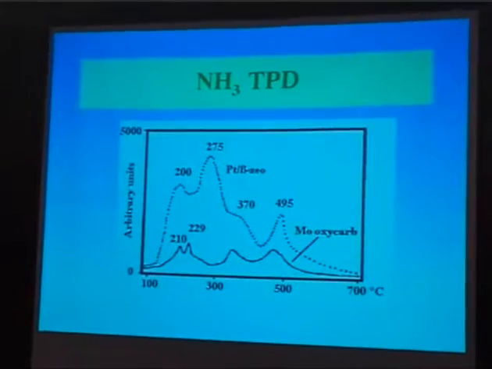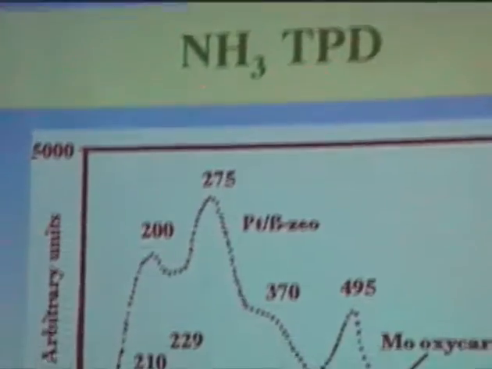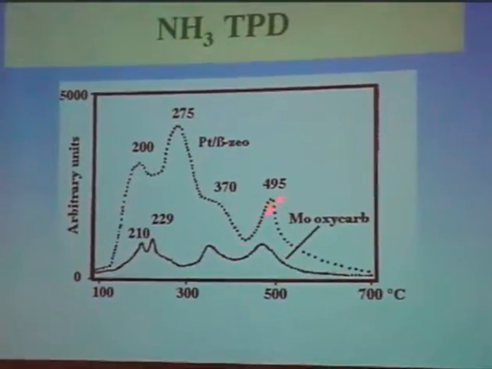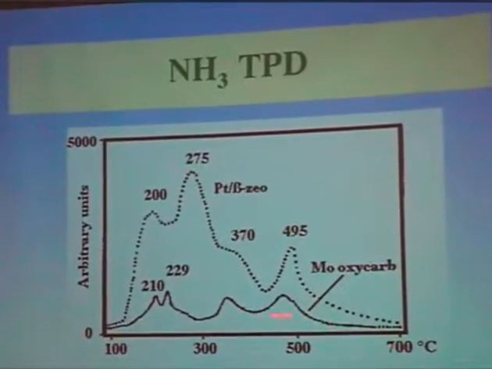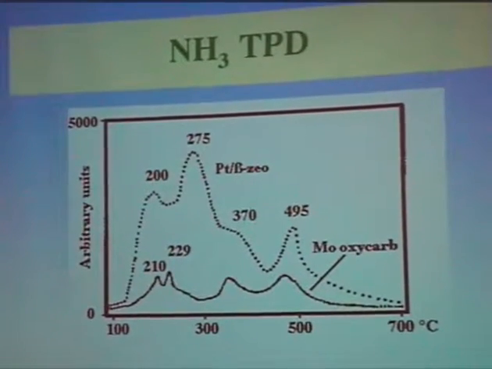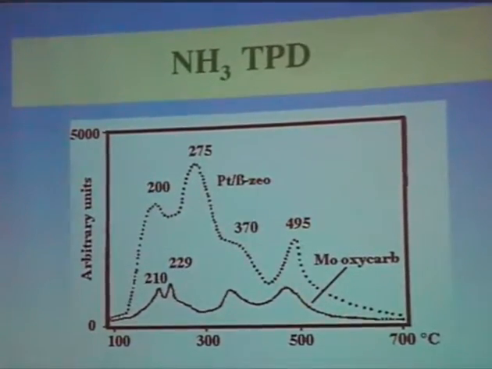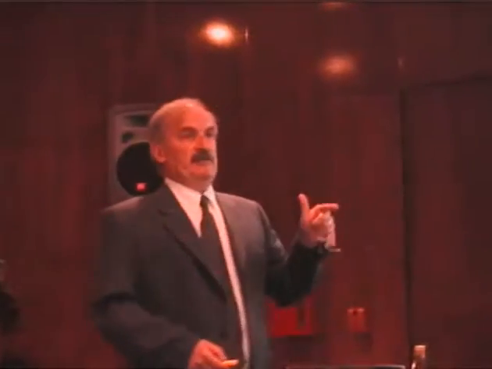So we just checked this acidity by ammonia TPD, and you see the conventional platinum beta zeolite, where you can see the strong, very well-known acidity, and you can see that for the molybdenum oxycarbide the acidity is very weak, and it's almost impossible to detect any adsorption of NH3 on this material. So, first advantage: during the isomerization, we don't make aromatics. Second advantage: because we have no acidic mechanism, we can go to very high conversion without cracking.